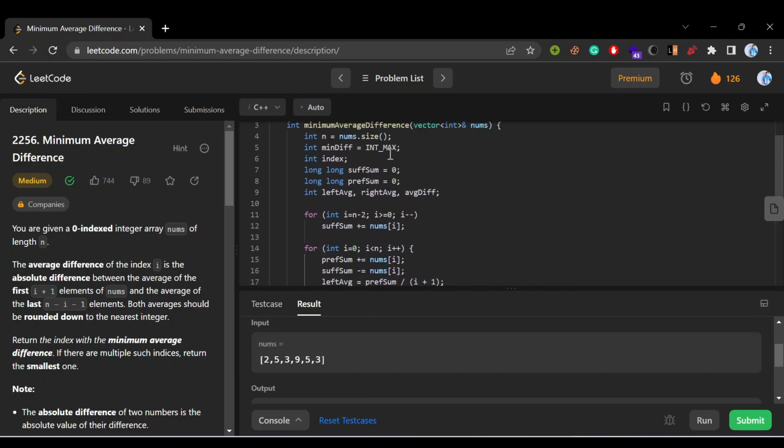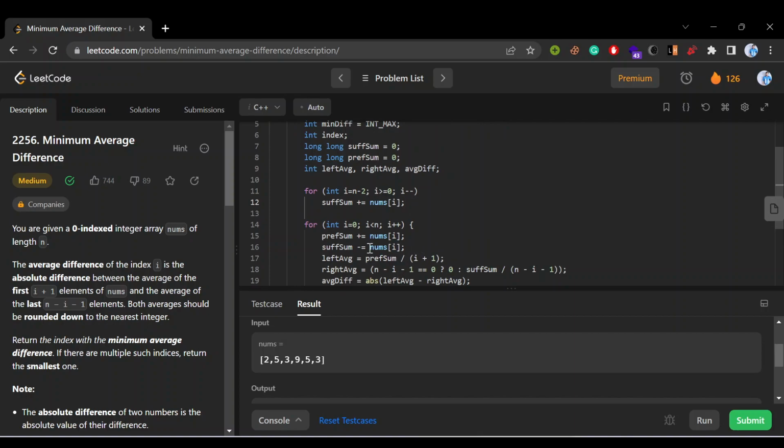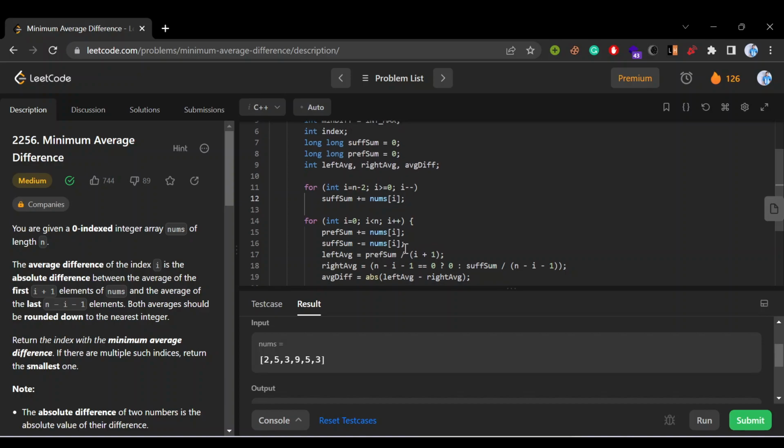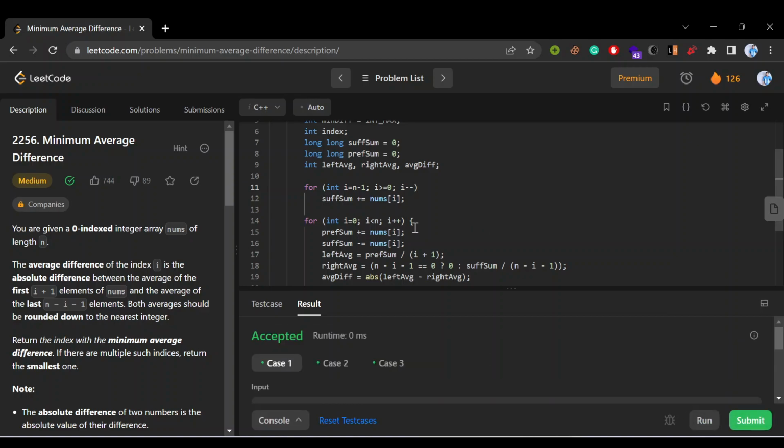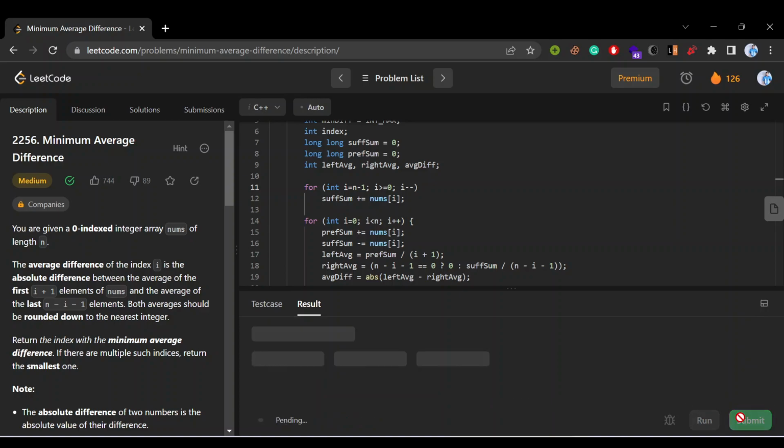Okay, so there's the thing. Let's see what the issue is now. So we are subtracting nums of I, we are excluding it. Yes, it's good. And yeah, we should start from the last index itself rather than starting from the second last. Let's try submitting it.